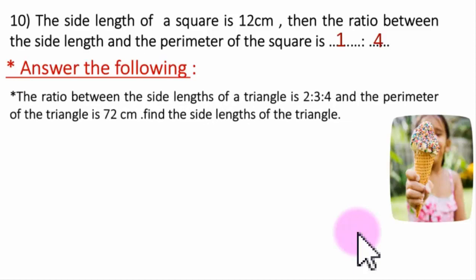Answer the following. The ratio between the side lengths of a triangle is 2 to 3 to 4, and the perimeter of the triangle is 72 centimeters. Find the side lengths of the triangle.